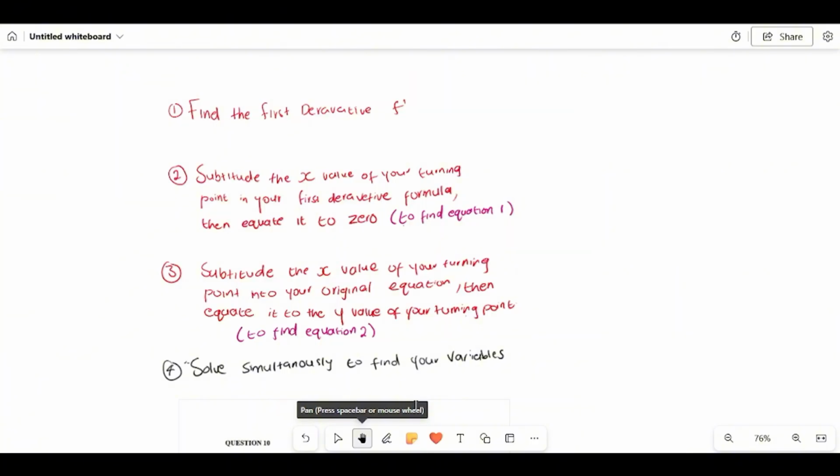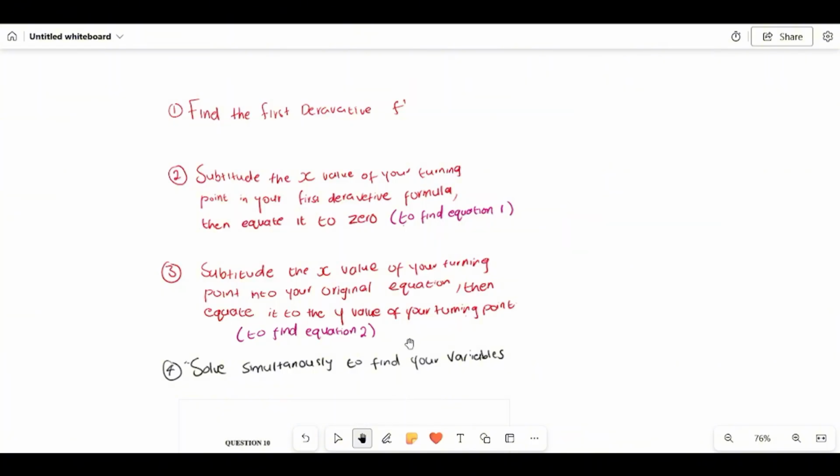Now let me just repeat step 2 and summarize it. So you found your first derivative. Now what you need to do is substitute the x value of your turning point into that first derivative formula, and after, equate it to 0. Now, with regards to step 3, you need to substitute the x value of your turning point into your original equation. And after, equate that equation to the y value of your turning point. And lastly, you're going to solve simultaneously to find your variables.